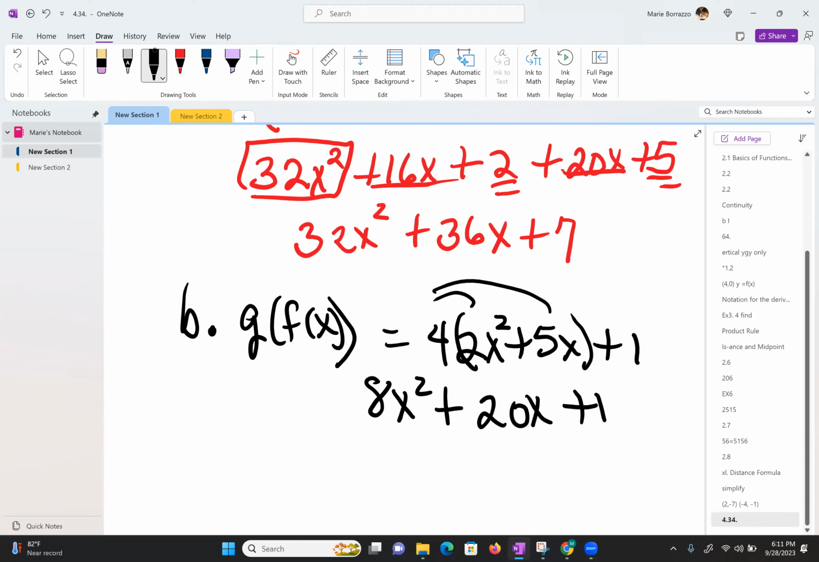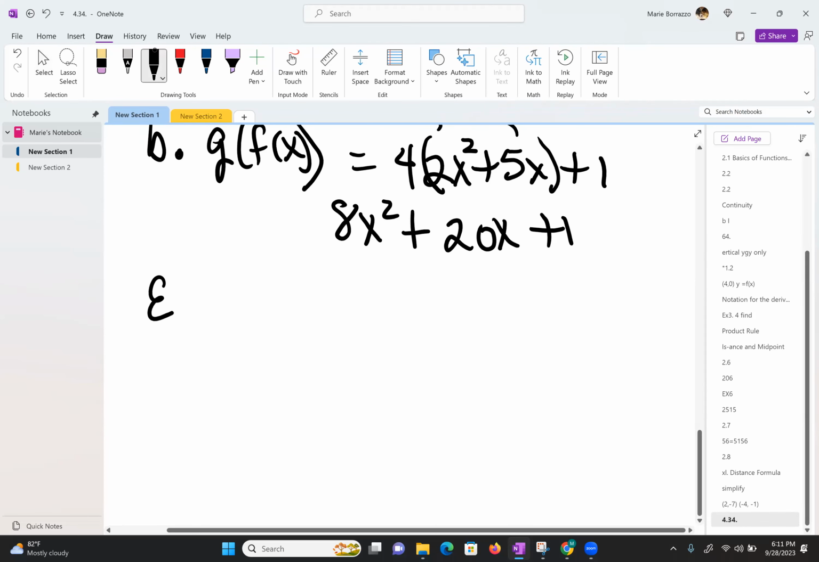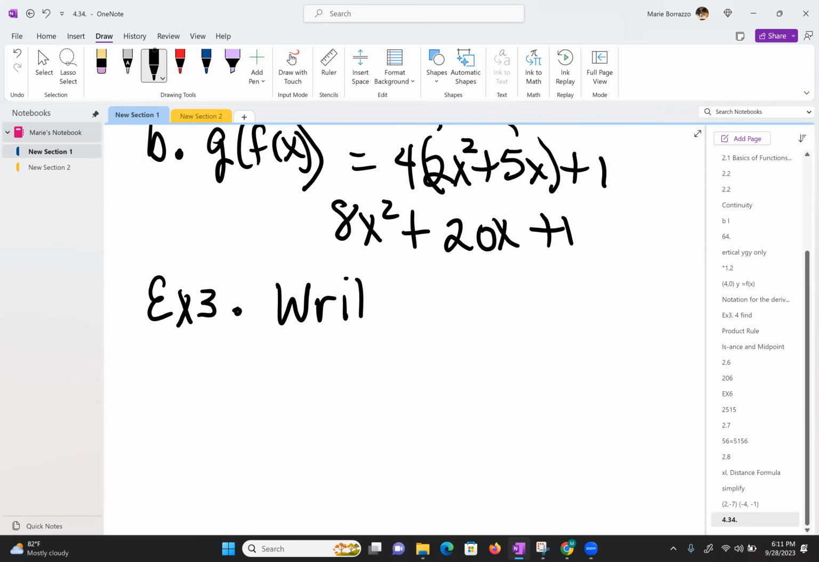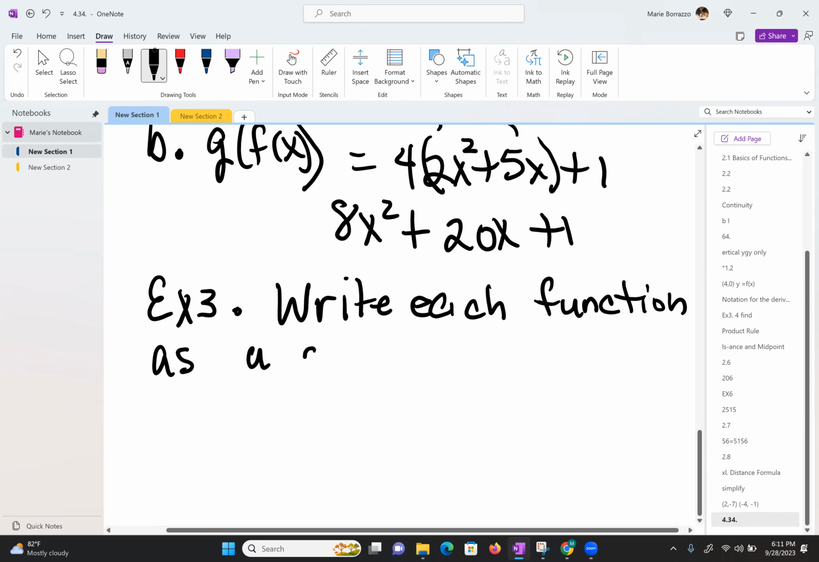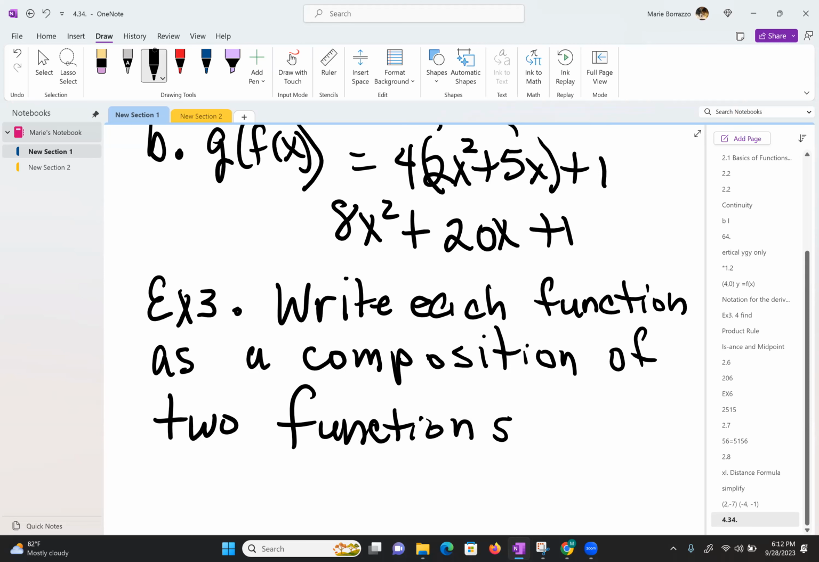Okay. Example 3 is more of the same. So let's look at example three. If I'm looking at part A, for example three, this is a little bit of overkill of these, but this one is a little different. They're asking us to write each function as a composition of two functions. And then they're giving us the following.